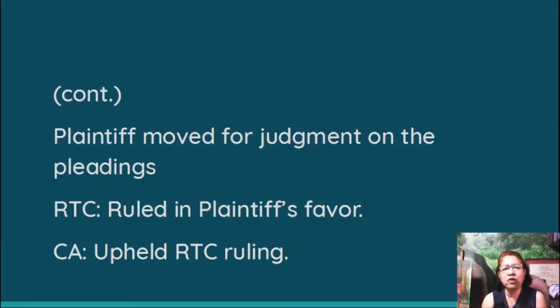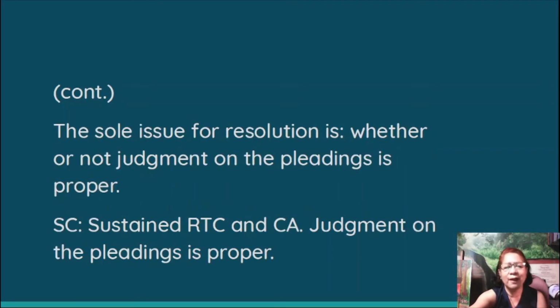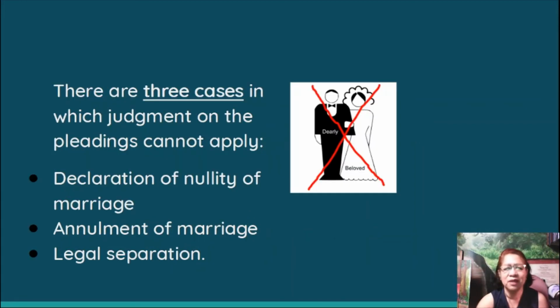The plaintiff moved for judgment on the pleadings. The RTC ruled in plaintiff's favor, and this ruling was upheld by the Court of Appeals. So Asia Construct brought the issue before the Supreme Court, and the sole question was whether or not judgment on the pleadings is proper. The Supreme Court said, yes, judgment on the pleadings is proper in this case because there was no specific denial and there was no issue concerning the claims raised by the plaintiff.